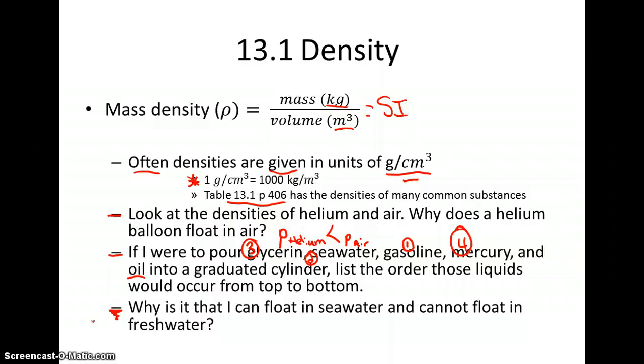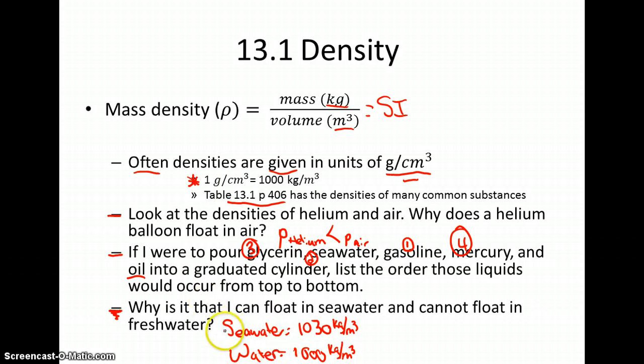Right, and so when I look, I've got the density of seawater is equal to 1,030 kilograms per meter cubed, right? And then fresh water, just plain old water, is equal to 1,000 kilograms per meter cubed. Right? And so the first thing that I need to notice is that the densities of these two are different.